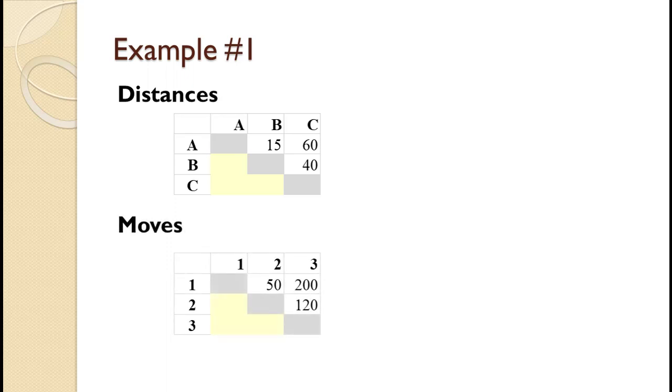The plant has three work centers, 1, 2, and 3. There are 50 moves from Work Center 1 to Work Center 2. There are 200 moves from 1 to 3. Finally, there are 120 moves from 2 to 3. We wish to assign departments to locations to minimize movement.